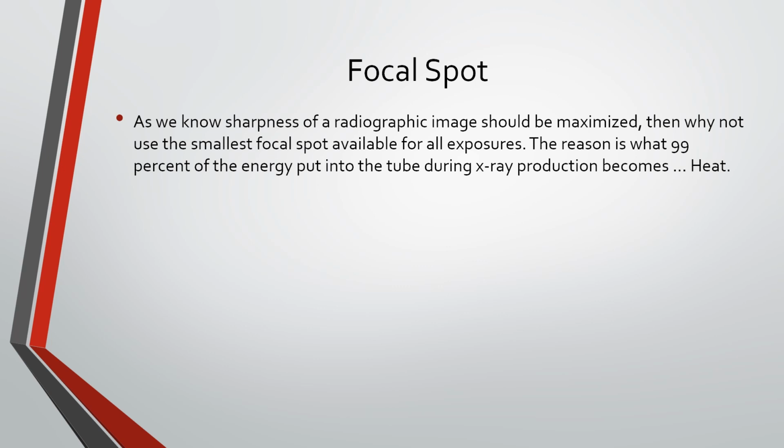say that, as we know, sharpness of the radiographic image should be maximized, then why not use the smallest focal spot available? As we just said, the smaller the focal spot, the sharper the image is going to be. The reason is that 99% of the energy put into the tube during X-ray production becomes heat, as we learned before during the video on X-ray production in this series, which I believe was video 3.